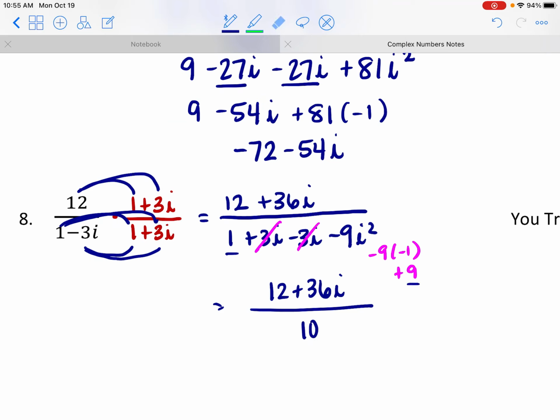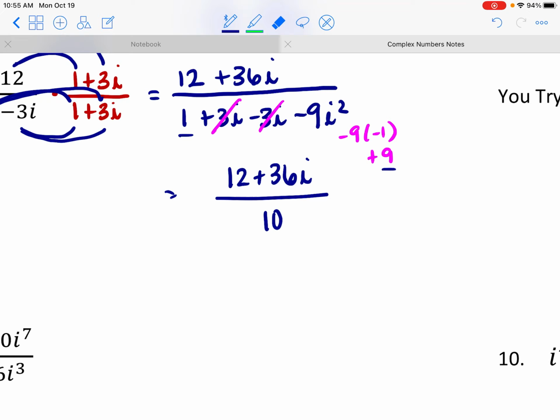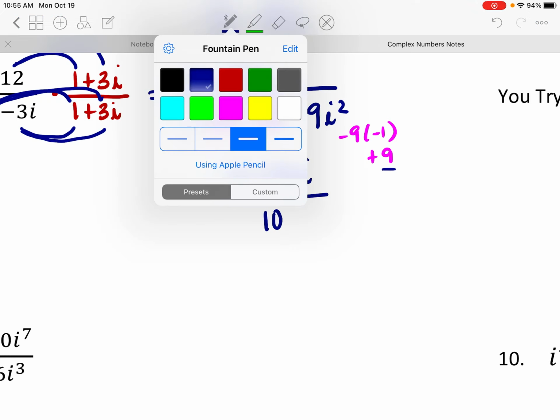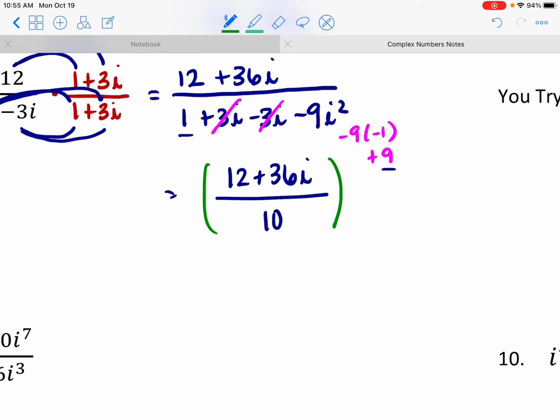Now this fraction has 3 terms, the 12, the 36i, the 10, and they all have a 2 in common, which means I can go one more step here. I can reduce this fraction by dividing it by the 2 that all of the terms have in common. So that's going to leave me with 6 plus 18i all divided by 5.